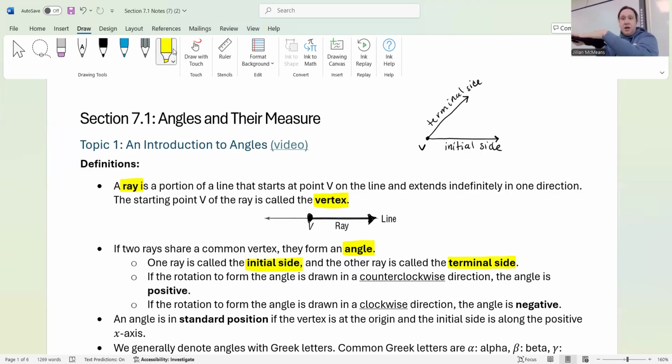So initial side and terminal side, they're one on top of the other, and then we sweep open in one direction. Now, the direction that you sweep open does matter. So that leads us to our next definitions. Next up, if the rotation to form the angle is drawn in a counterclockwise direction, the angle is positive. So let's think about what that means. We're going to draw a positive angle over here.